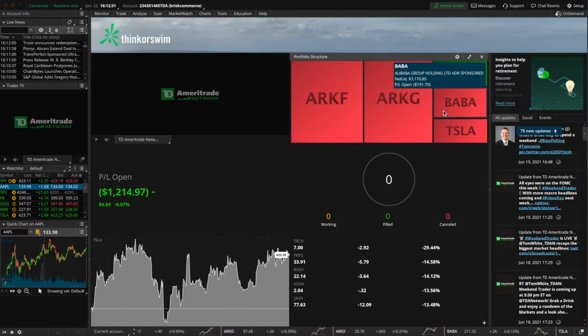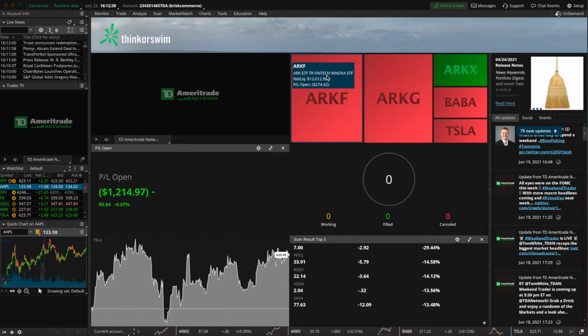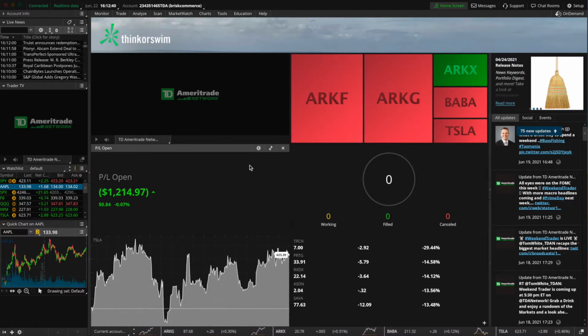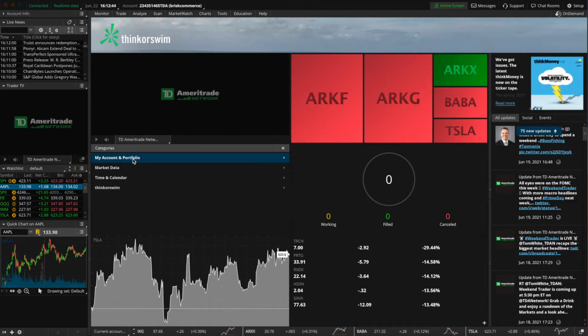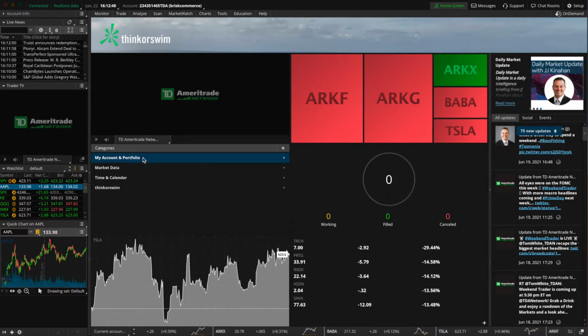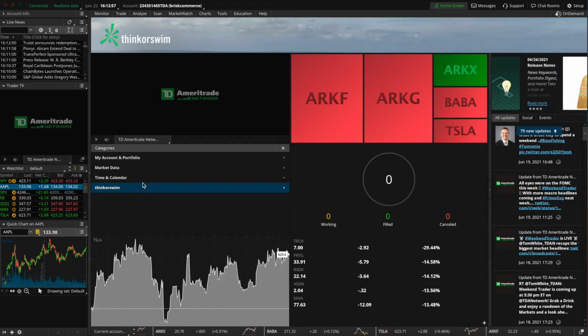You can see all of your largest positions via holdings. And these are essentially interchangeable widgets where you can drag and adjust these widgets as you see fit. Now you can switch this widget with anything among these categories over here, including but not limited to your account and portfolio, market data, time and calendar, and Thinkorswim functions.